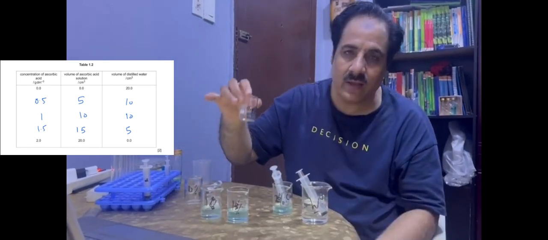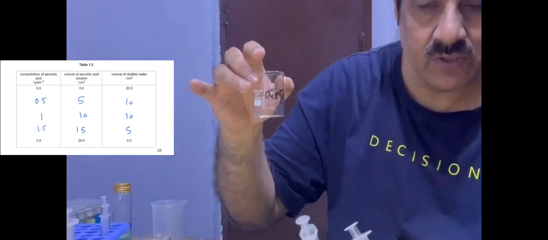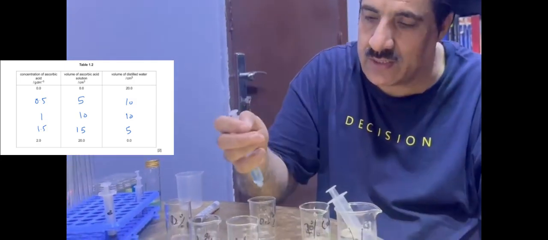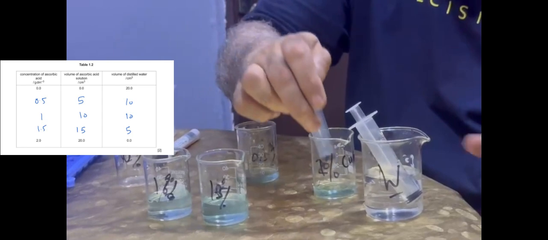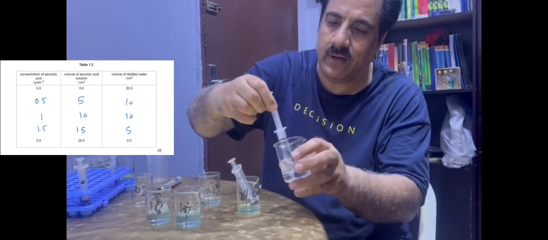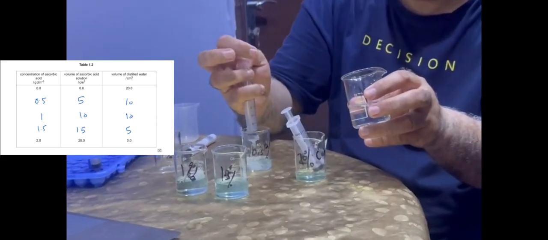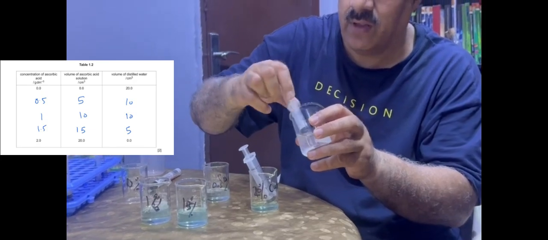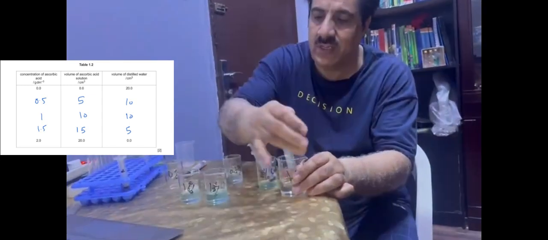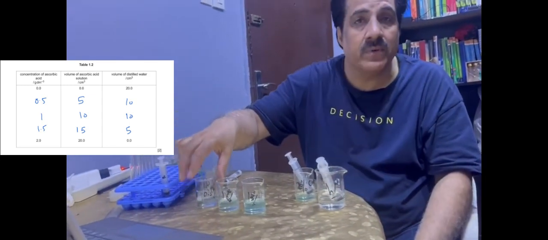So next we have to make 20 centimeter cube of 0.5% solution. For that we'll take 5 centimeter cube of the stock solution. This is 5 centimeter cube of stock solution in between 4 and 6. And to this we'll add 15 centimeter cube of water. So this will be 10, and then the next one will be 5 in order to make it 15. So this is 5 centimeter cube. So this is 20 centimeter cube of 0.5% solution.